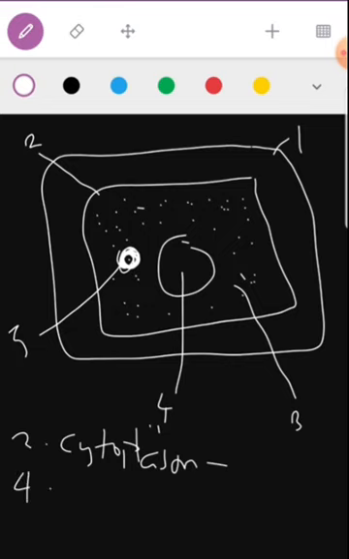Then structure 5 is a vacuole. The vacuole contains sugars and salts for metabolic reactions that take place in the cell. So that's a summary on the plant cell.